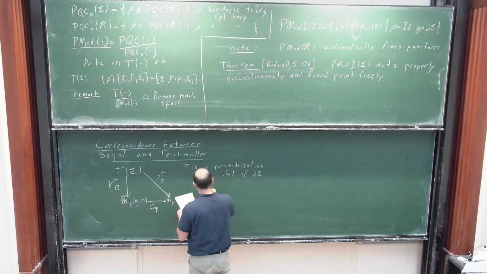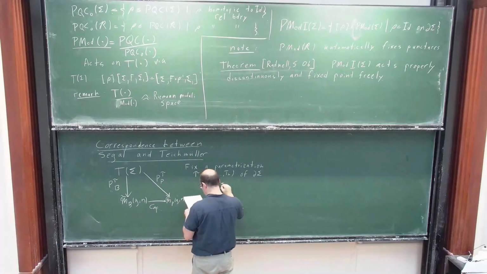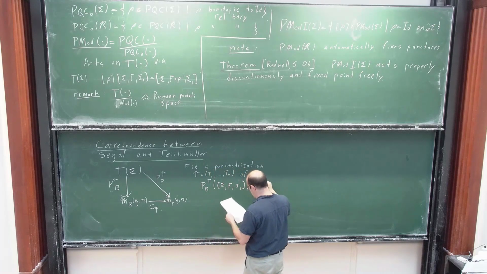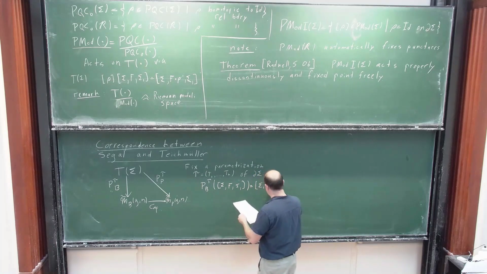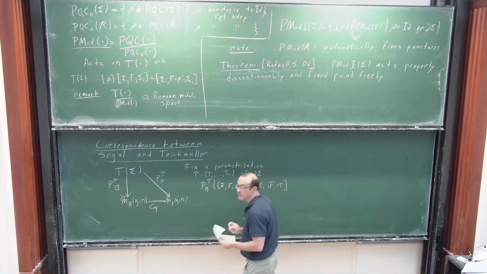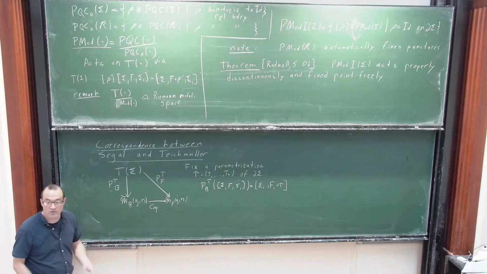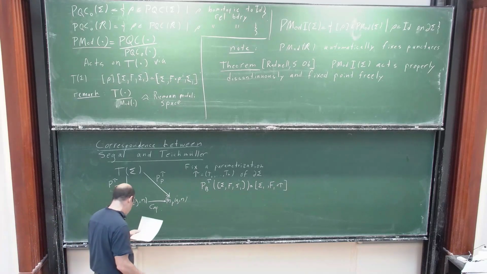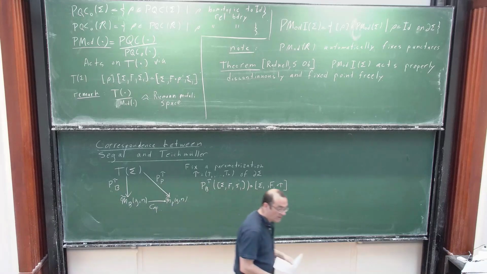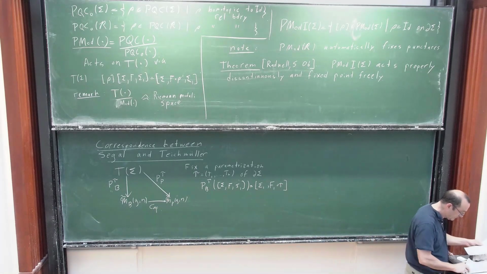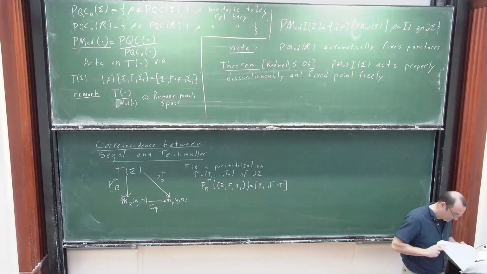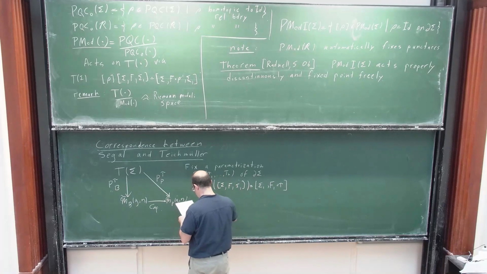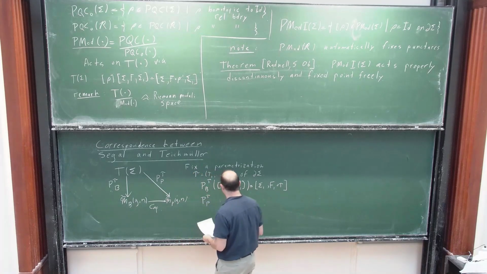So P B tau of sigma, f, sigma 1 is equal to just sigma 1, f1 composed with tau. So you just compose a quasi-conformal map with the base rigging. That's all you need to do. That's a very natural thing. And the other one, P tau B, it's a little bit more complicated.